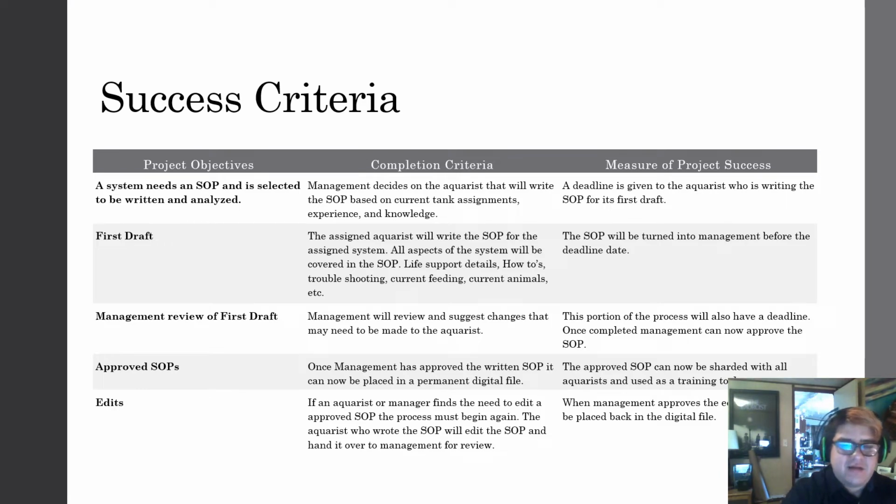This next slide covers the success criteria, or basically how this process of writing a standard operational procedure is going to work. Again, it's something I've already touched on, but let's go over it. So if a system is deemed that it needs a standard operational procedure or an SOP, management is then going to assign that SOP assignment to an Aquarist, and that Aquarist could be the one that's currently taking care of the system. It could also be an Aquarist that has the most experience with that system or that area.